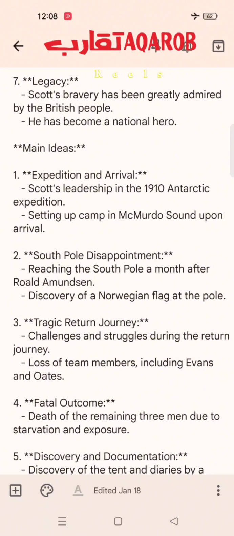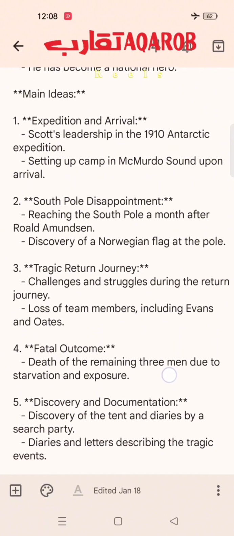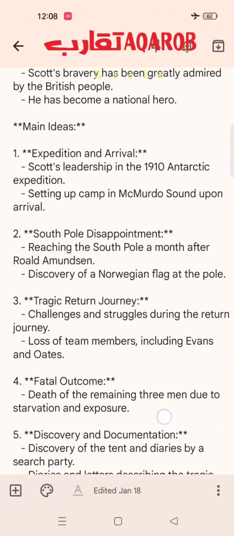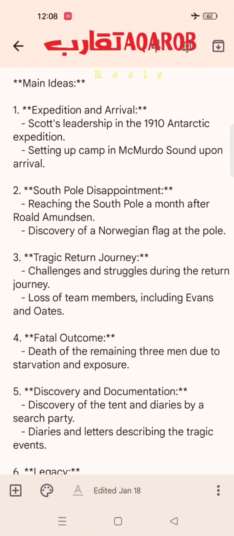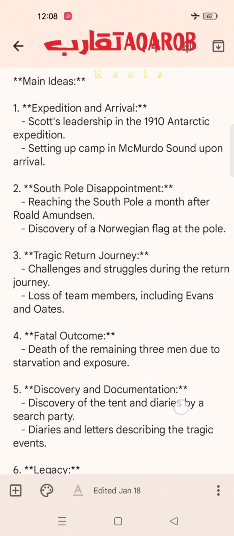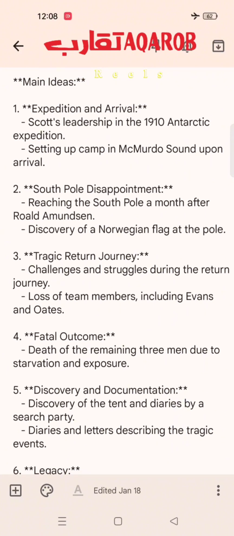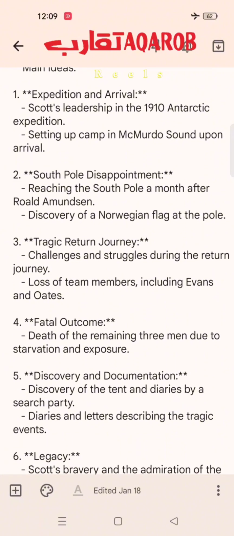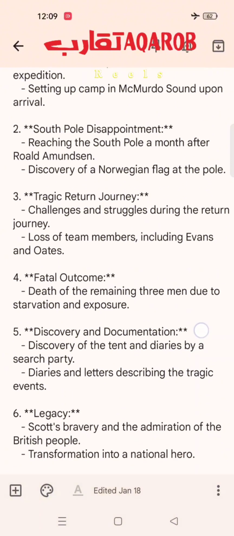Number 7. Legacy. So Scott's bravery has been greatly admired by the British people. He has become a national hero. Now let's discuss the main ideas of the text. Number 1. Expedition and arrival. Scott's leadership in the 1910 Antarctic expedition. Setting up camp in McMurdo Sound upon arrival.